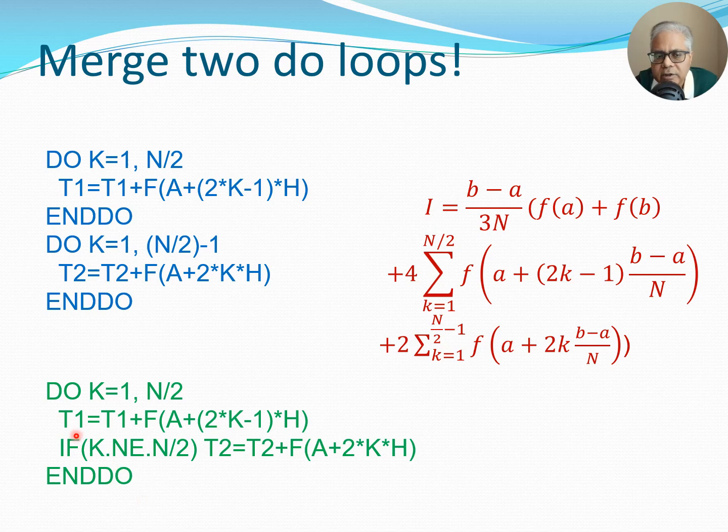You can see here that I calculate T1, and then I have this logic that if k is not n by 2, then you calculate T2. So basically you go through this loop, but the only case you exclude is when k becomes equal to n by 2, which is the last point, which I do not need to consider when calculating T2 here. So this second summation is taken care of here, and I only have one do loop. I do not need to use two do loops.